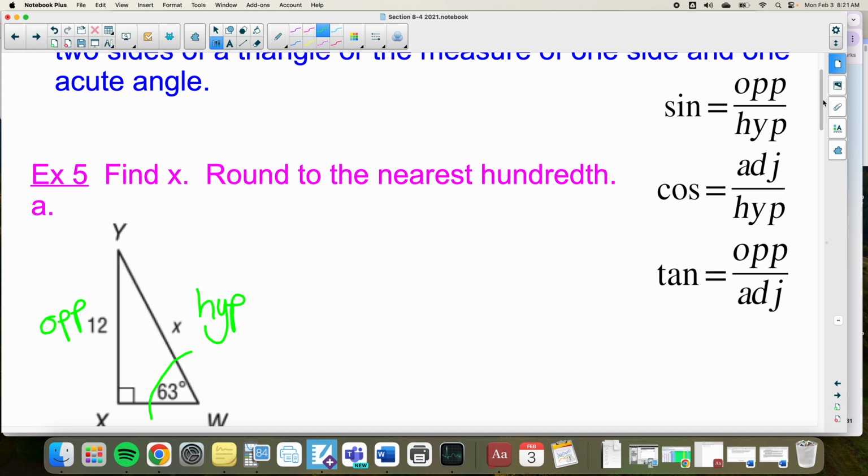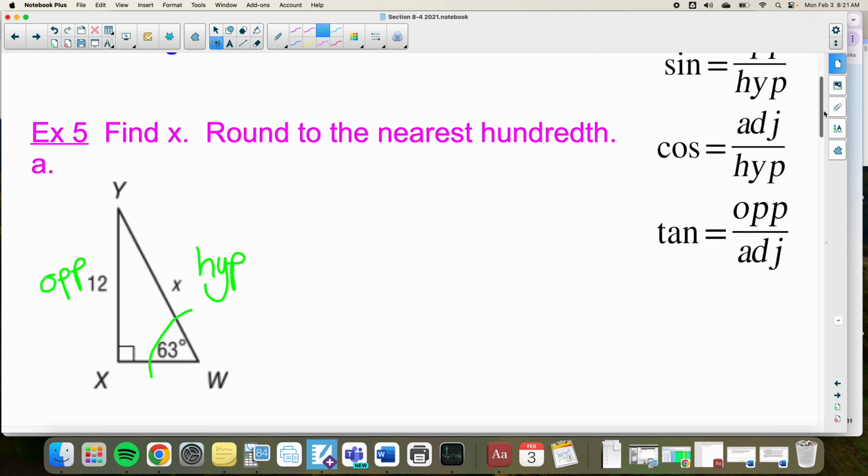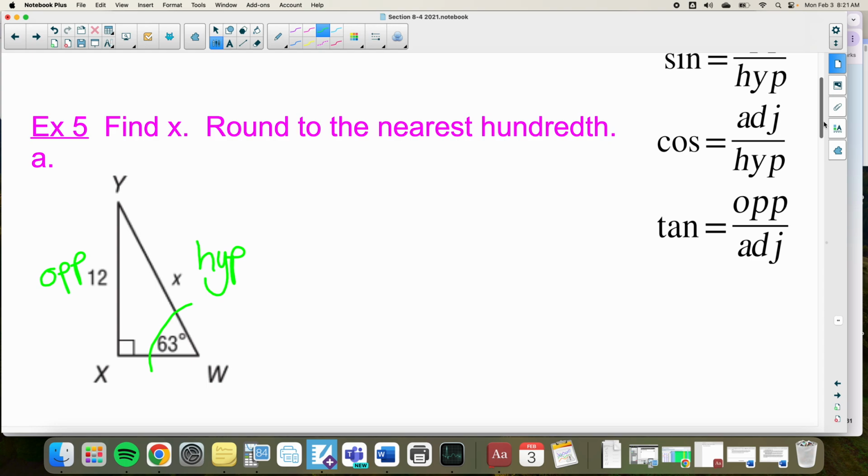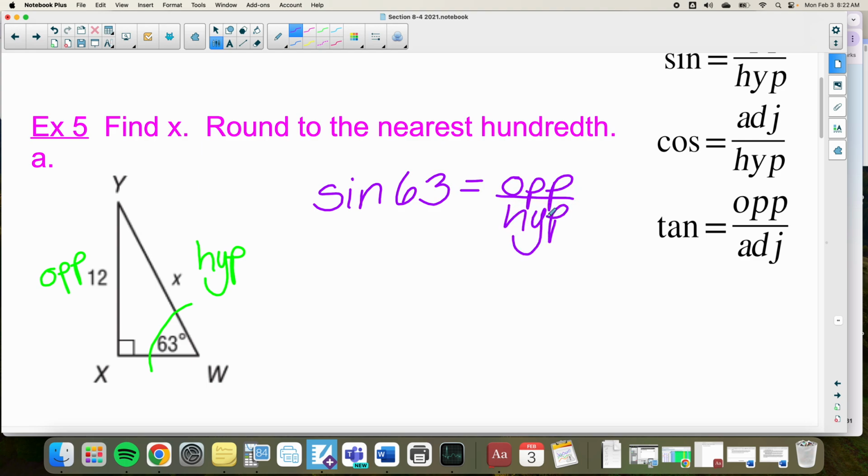But what we want to do now is look at what two sides we're given, which in this case we're given opposite and hypotenuse, and we're going to look at which of our trig functions has those two sides. And it's what? If you look, it's sine, right? So we're going to go sine of our angle, which in this case is 63. Now, I always write, as I'm writing this, what sine is. You guys wouldn't have to do this step, but opposite over hypotenuse.